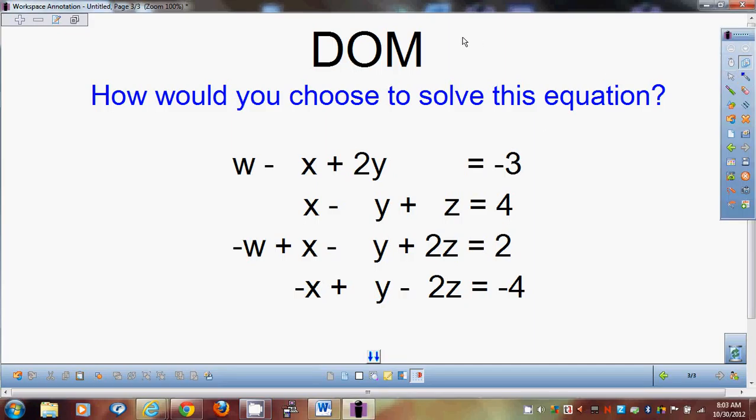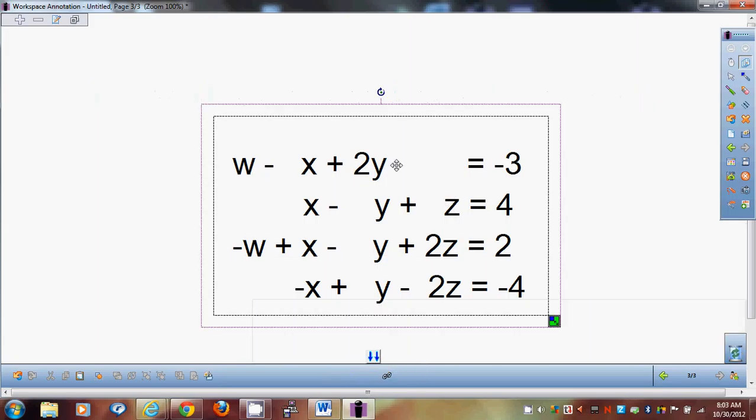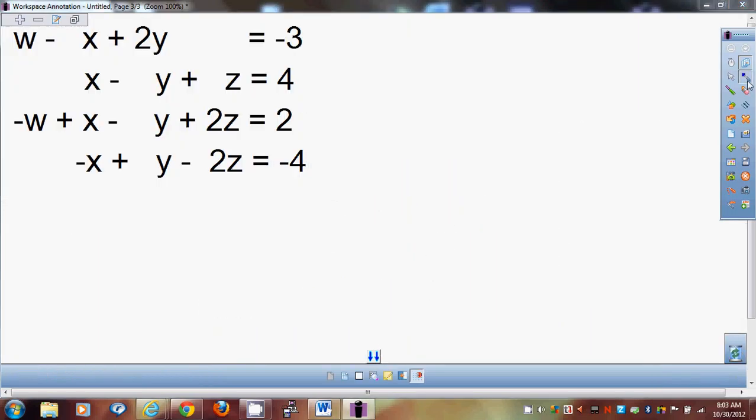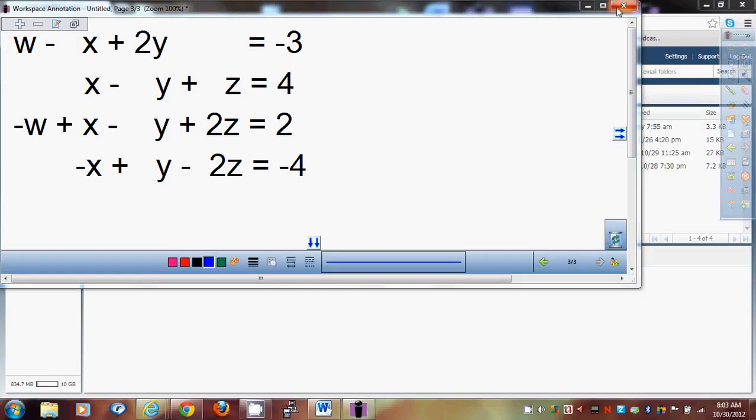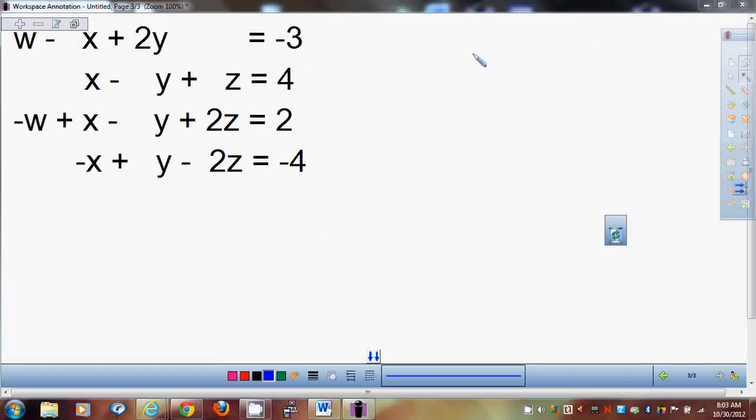Okay, let's talk about all the possible ways you could solve this tomorrow on your test. You could just do it by the normal system of equations. You're going to need to pick one of these and put it on your DOM, and I want it to be accurate because we're going to take a vote in a second.